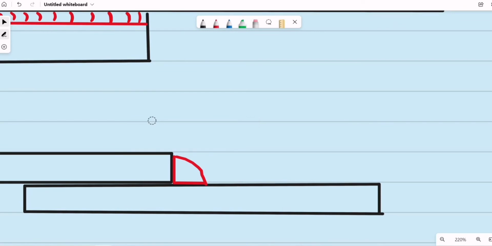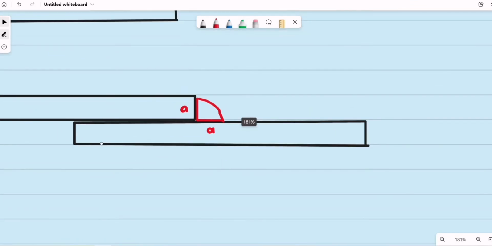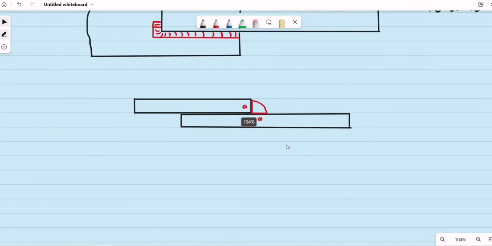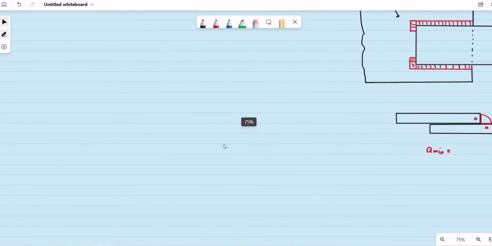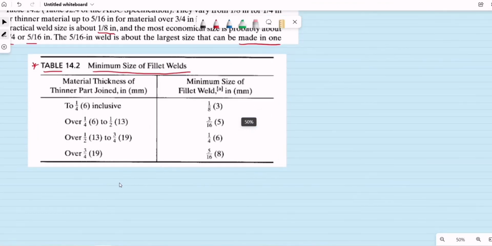So let us determine what will be the dimension of the leg. Let's say this is the leg A and A. So how do we determine the value of the required leg of the fillet weld? For our A minimum, this is the minimum dimension of the leg of the fillet weld. So we'll be basing on table 14.2.